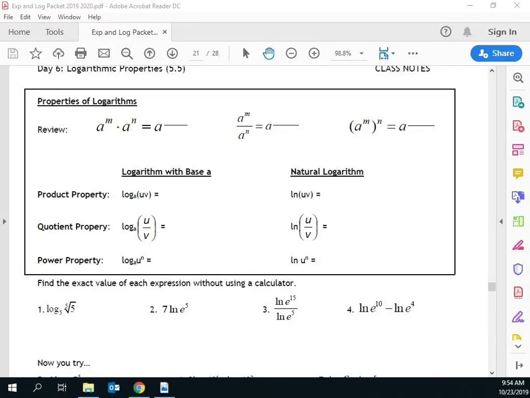But since we are talking about log functions, there's just its inverse of it, okay? So just kind of review. When we have a to the m times a to the n, what does that turn into? A to the... You add them together.